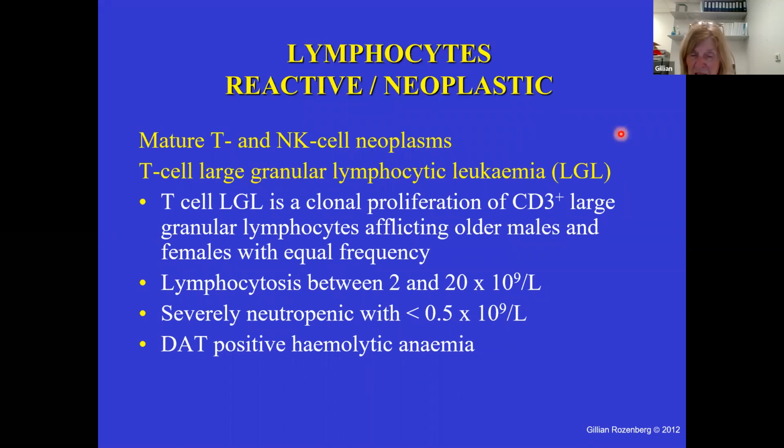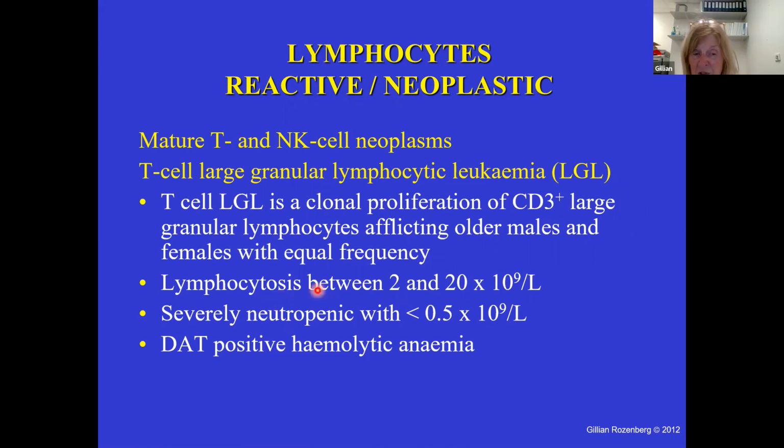So now some of the really, really rare ones. I don't have examples of all of these. So this is a T-cell large granular lymphocytic leukemia, commonly shortened as an LGL. It's a clonal proliferation of CD3 positive large granular lymphocytes, afflicting older males and females with equal frequency.